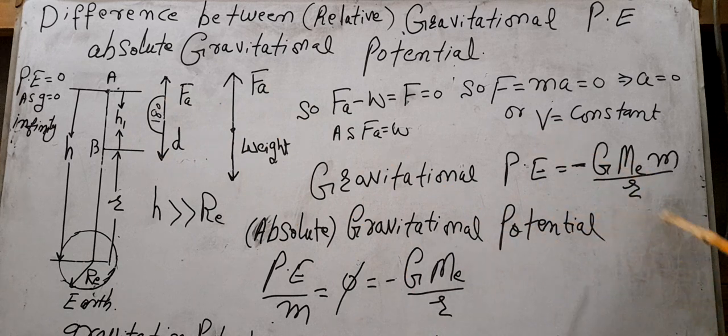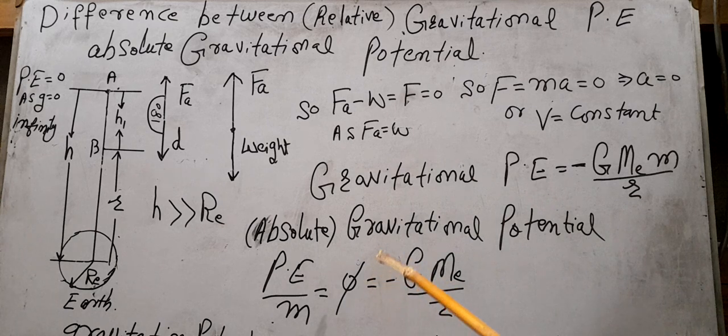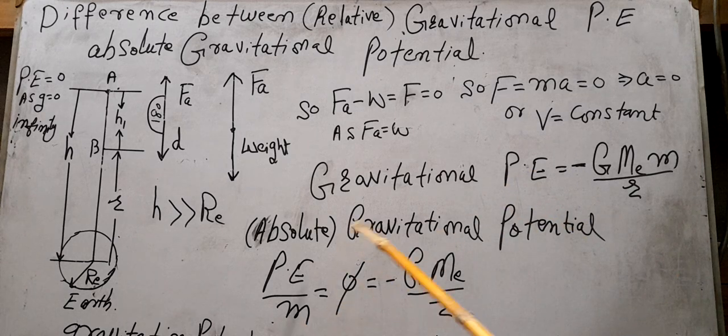Now what is the absolute potential, gravitational potential, or simply gravitational potential? Actually, it is nothing but the work done per unit mass. The work done per unit mass means that you will divide the potential energy by m. It will come out as the potential energy per unit mass, or simply the gravitational potential, and this is the formula which is in your syllabus.